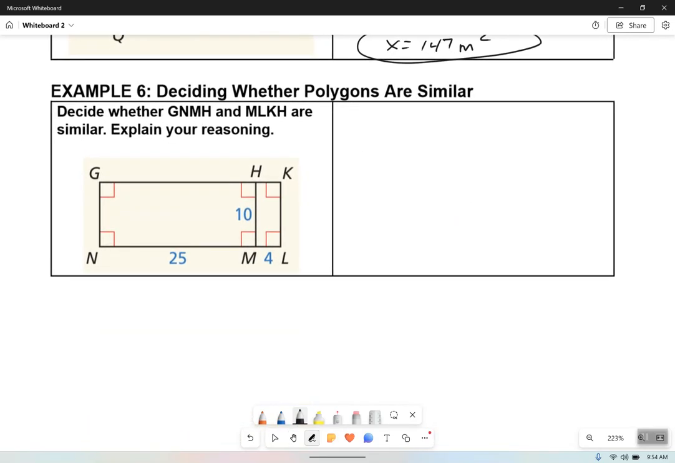It says, decide whether the polygons are similar. So we're looking at determining if G, N, M, H, so start at G, right here, go to N, M, H, this rectangle right here, and M, L, K, H are the same or similar to each other. Explain your reasoning. Guys, the way the order starts right here, I'm going to underline the G, and I'm going to underline the M. They want the G and the M to match.